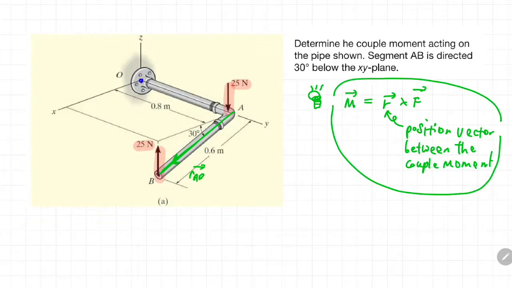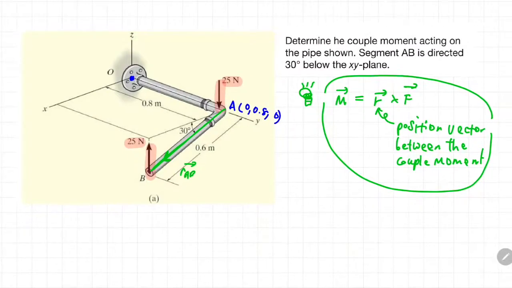So in this case, let us first find the coordinate A first. Coordinate A would be 0 in the x direction, and in the y direction, if you look carefully, the magnitude is 0.8, and along the z direction, there is no direction, so it becomes 0. So the unit is in meter.